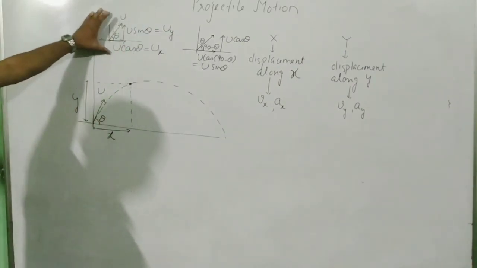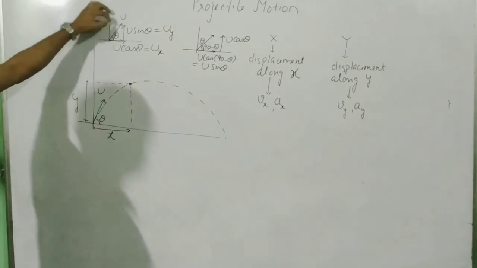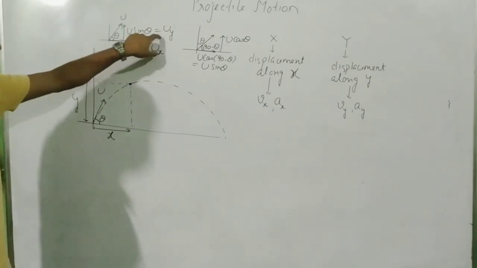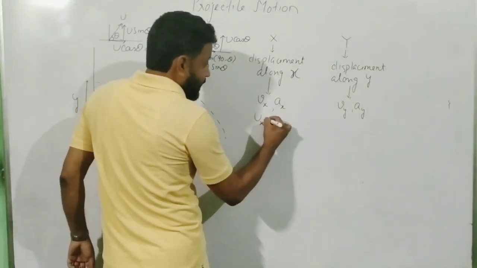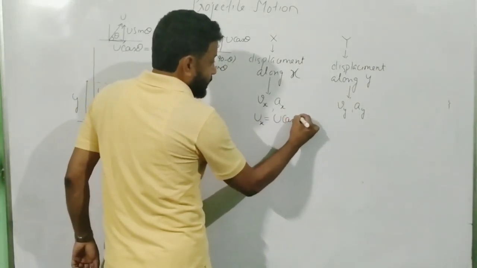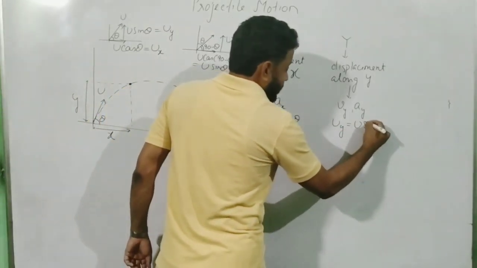So we will continue with this concept, that the initial velocity along the x direction is u cos theta and the initial velocity along the y direction is u sin theta. So I have got our first data: ux, the initial velocity along x direction, is u cos theta, and uy is equal to u sin theta.